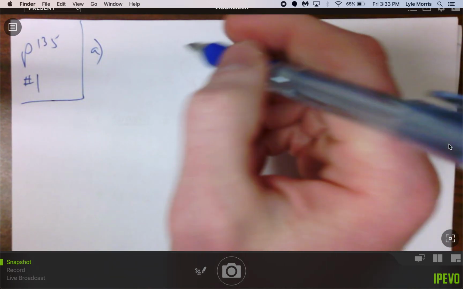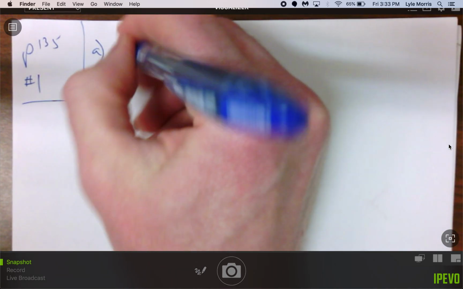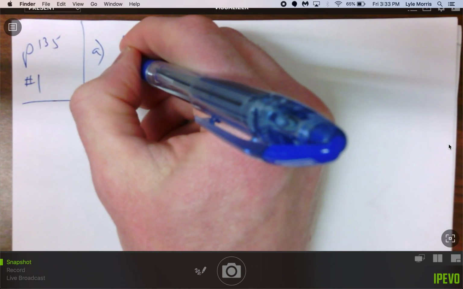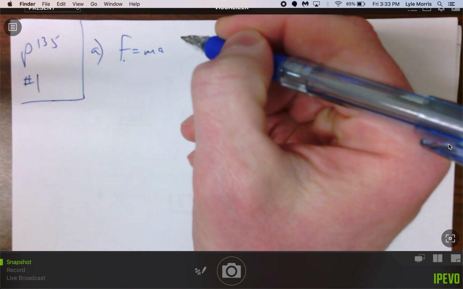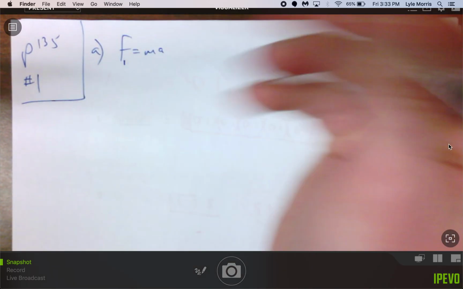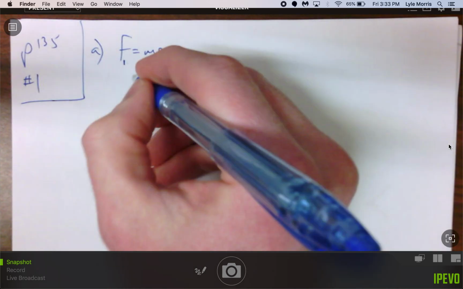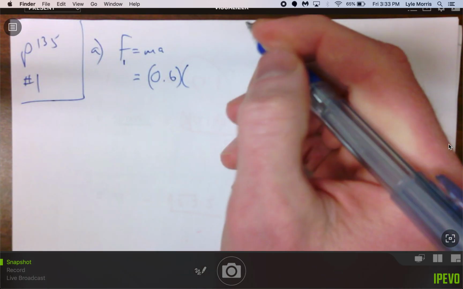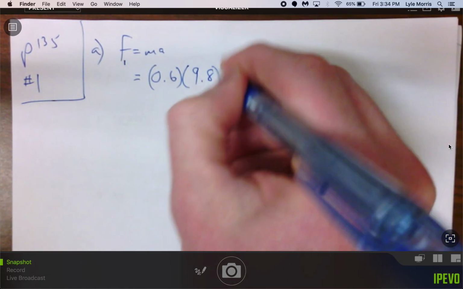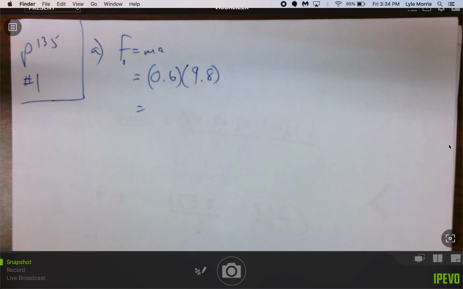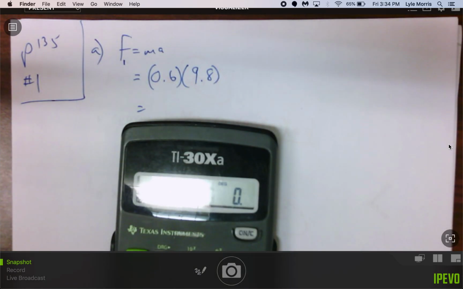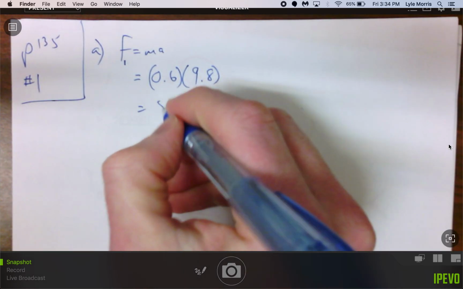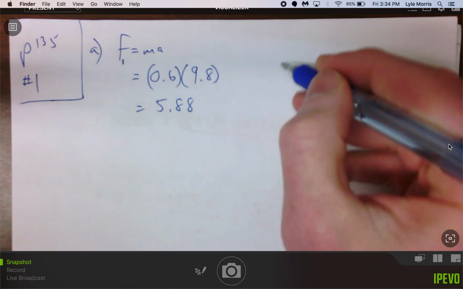Calculate the acceleration of the cart. So first of all, we have that F equals ma. Let's call this 1, the first one that we're figuring out. The mass of the weight is 0.6. The acceleration is 9.8 due to gravity. So 0.6 times 9.8 is 5.88. So that is the force on this whole pulley system.